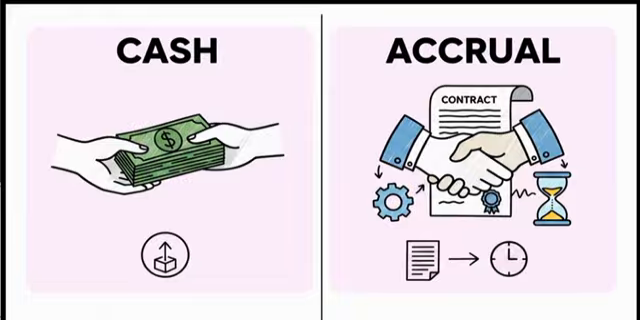But accrual accounting records transactions the second revenue is earned or an expense is incurred, totally regardless of where the cash is. And the golden rule you need to take away here is that accrual accounting reflects the true economic reality of a business, not just the mechanical movement of cash.